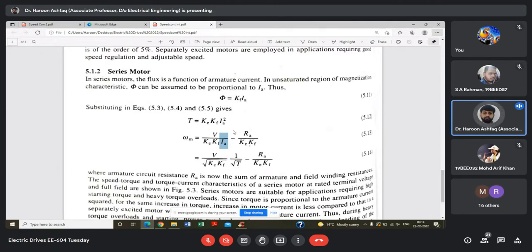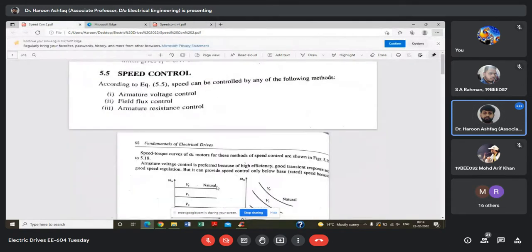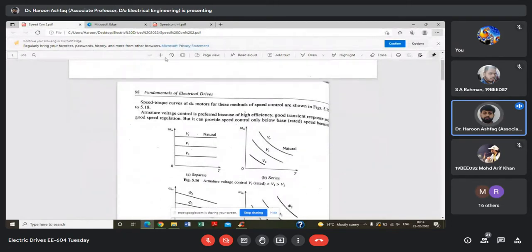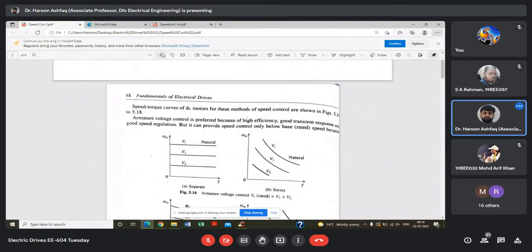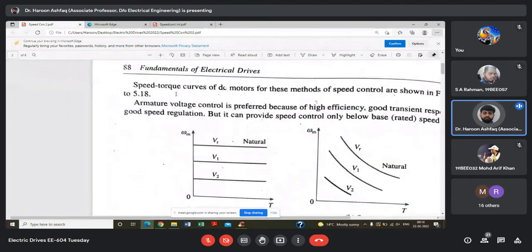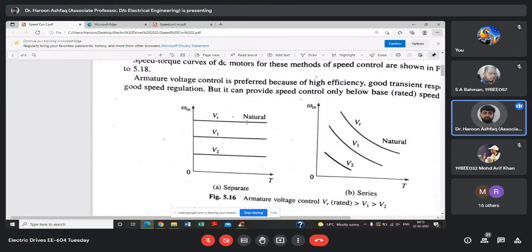Based on these, when you plot these curves, what you reach is a line on the omega-T plane that is slightly drooping in nature, because it is a straight line with a negative slope. So you had a characteristic like this, with a negative slope, and it has an intercept of this much.